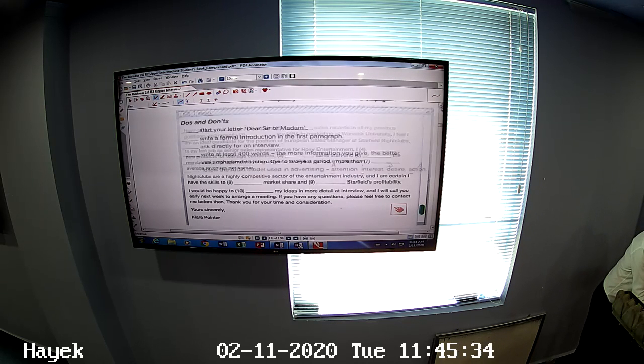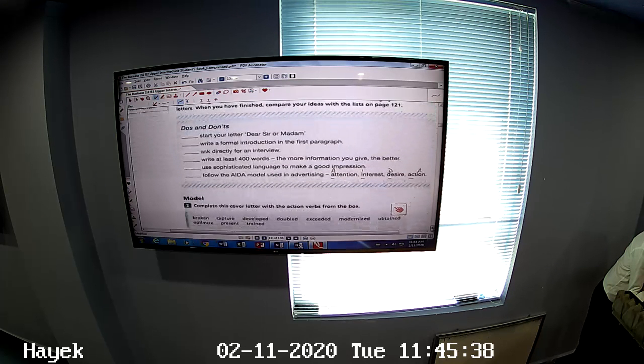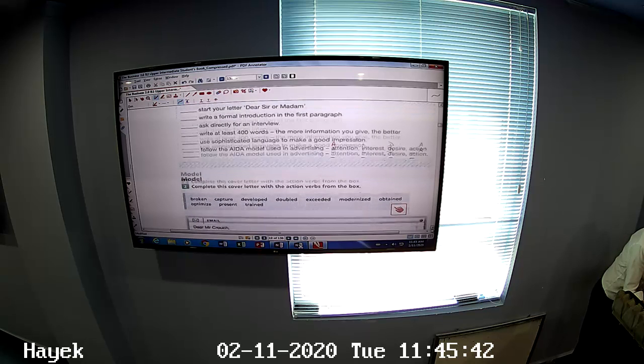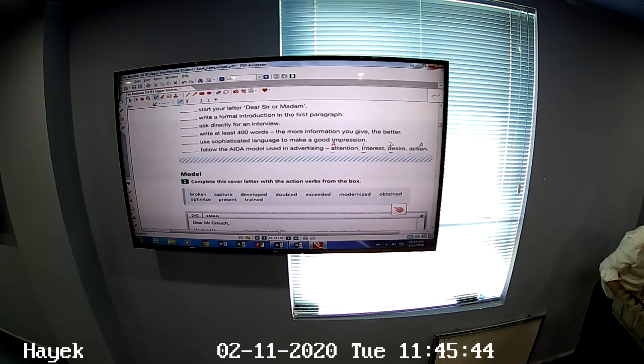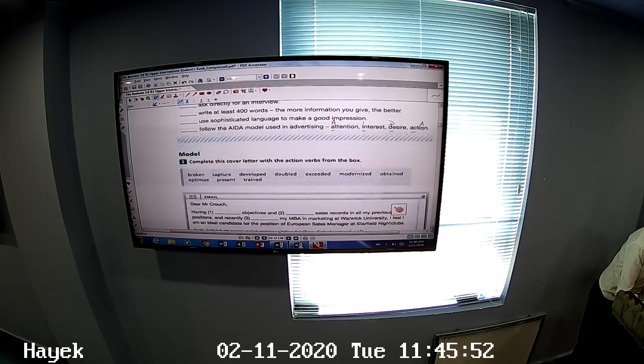Yes. Above the letter, there's a box. A box with some action verbs. 10 verbs that describe actions. Please read through the letter one more time. This time, which verb from the box, which verb to complete each gap.